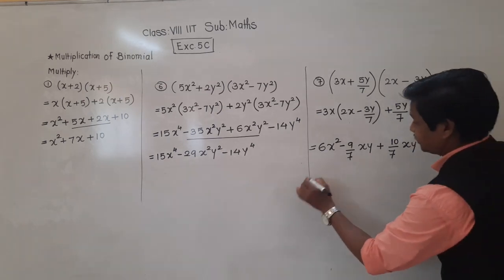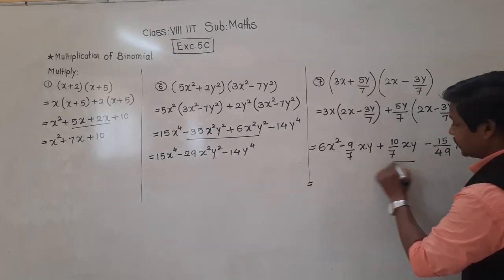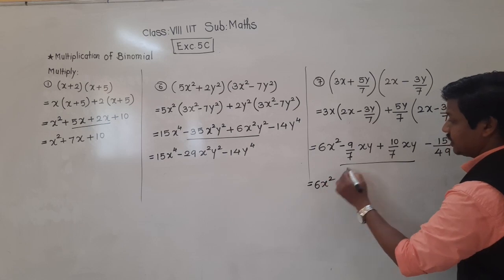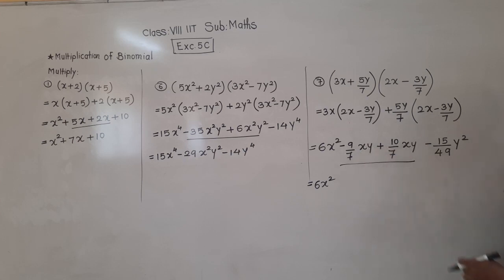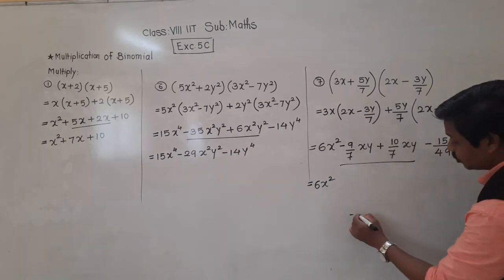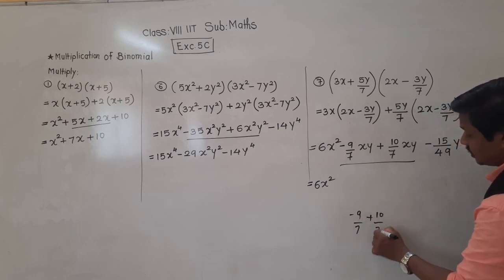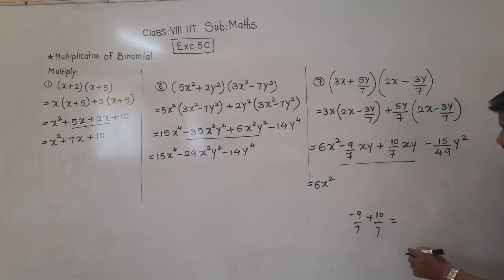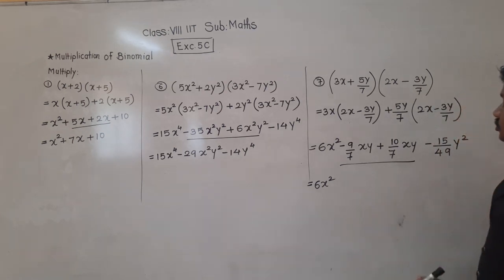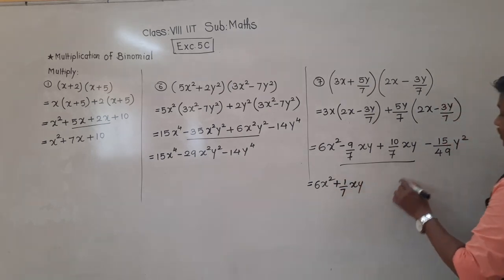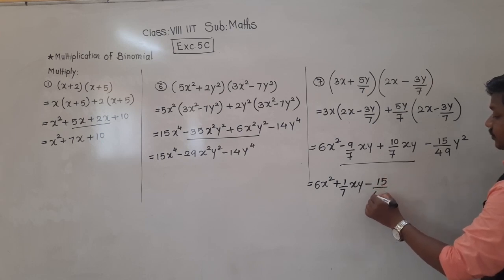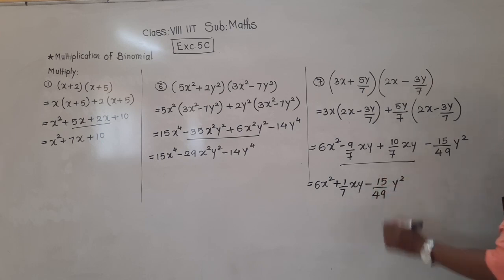Next, like terms. See, these are like terms. 6x square minus 9 upon 7 plus 10 upon 7. Their literal coefficients are the same, xy, xy. So do the operation over numerical coefficients. Denominators are the same, that's why you can directly add or subtract the numerators. Minus 9 plus 10, 1 upon 7, correct? So it is plus 1 upon 7 xy minus 15 upon 49 y square.